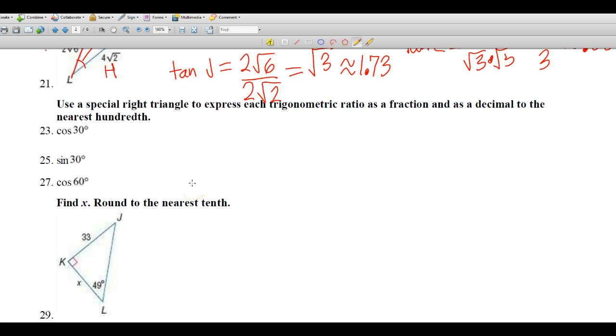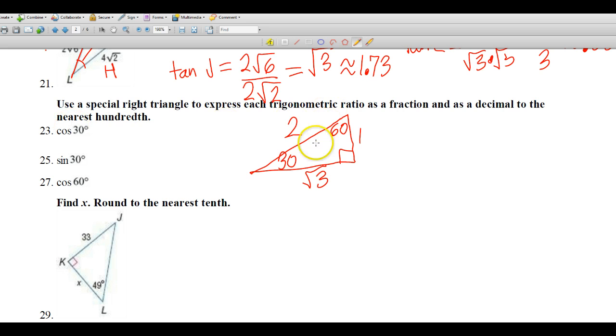For 23 through 27, use a special right triangle to express each trigonometric ratio as a fraction and as a decimal to the nearest hundredth. So we have 30 degrees and 60 degrees, so let's make our 30, 60, 90 triangle. And our short leg, let's just call that 1, therefore the long leg would be 1 times the square root of 3, and our hypotenuse is 1 times 2.